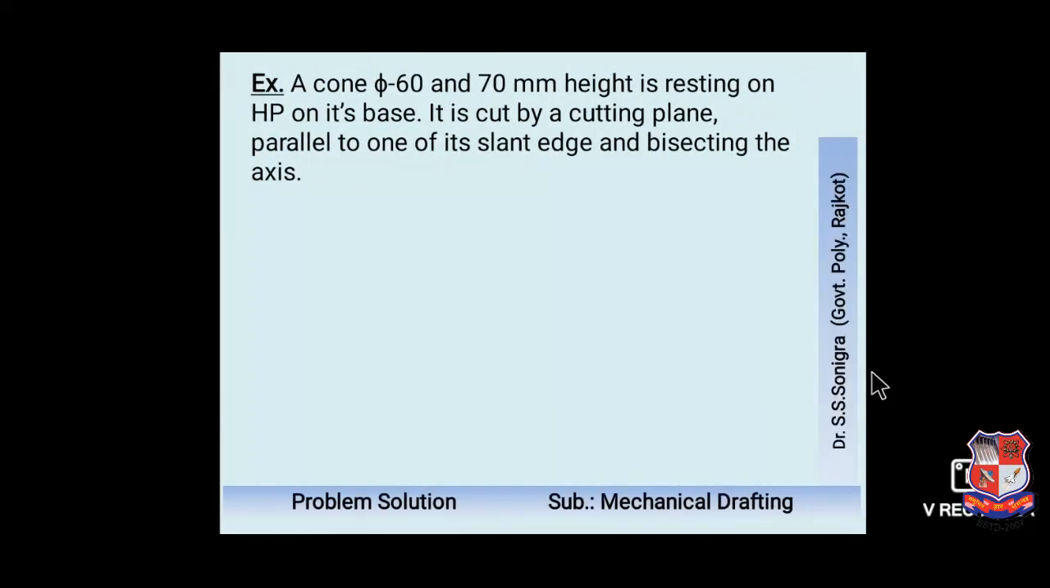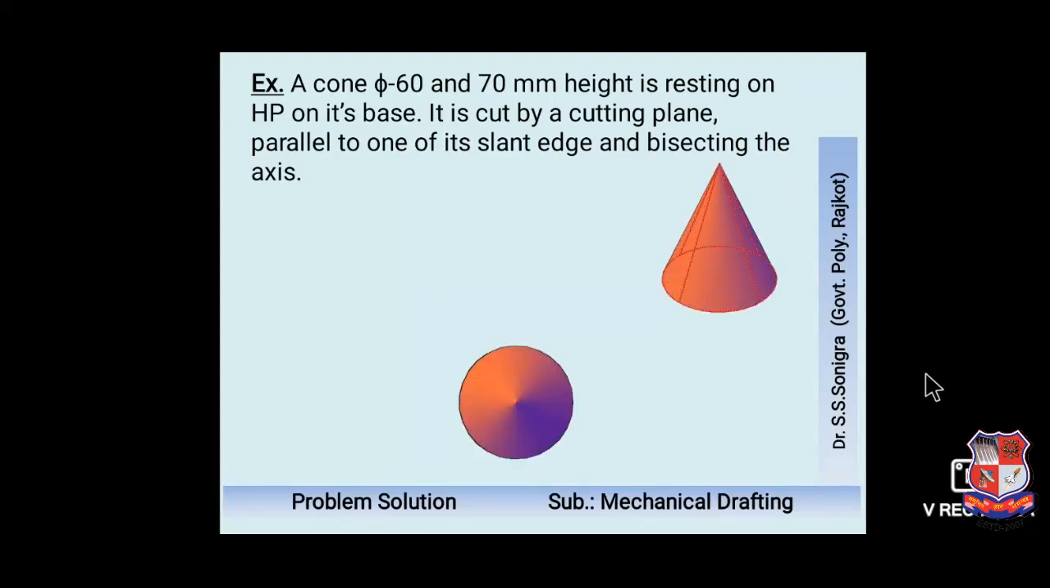Second problem: a cone of diameter 60 mm and height 70 mm is resting on HP on its circular base. It is cut by a cutting plane parallel to one of its slant edges and bisecting the axis. So this is the cone having diameter 60 mm and height 70 mm. This will be the top view. If you look from the top, it will appear like this. If you look from the front, it will appear like this. So this is the top view, this is the front view.